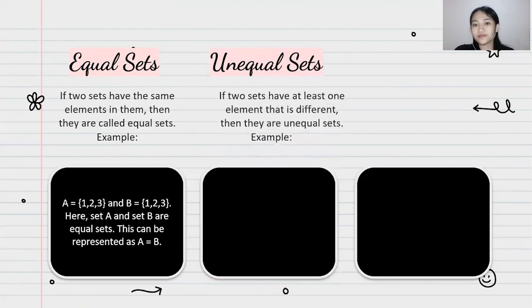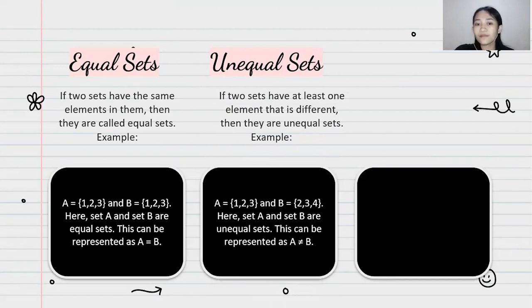Unequal set. If the sets have at least one element that is different, then they are unequal sets. For example, set A is {1, 2, 3}, and set B is {2, 3, 4}. Here, set A and set B are unequal sets. This can be represented as A not equal to B, like this.